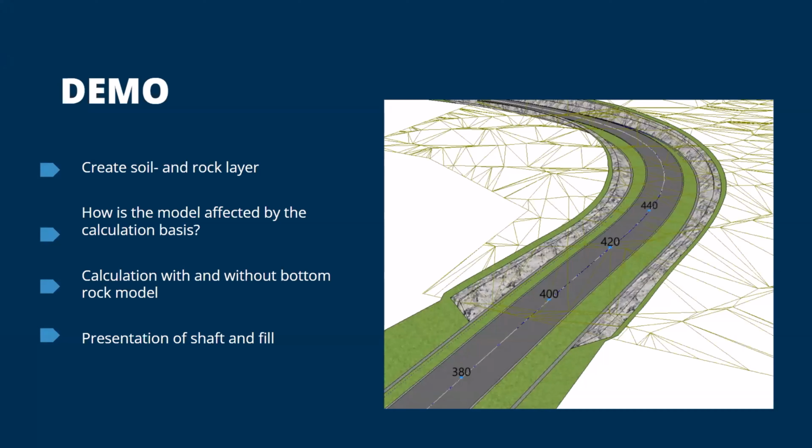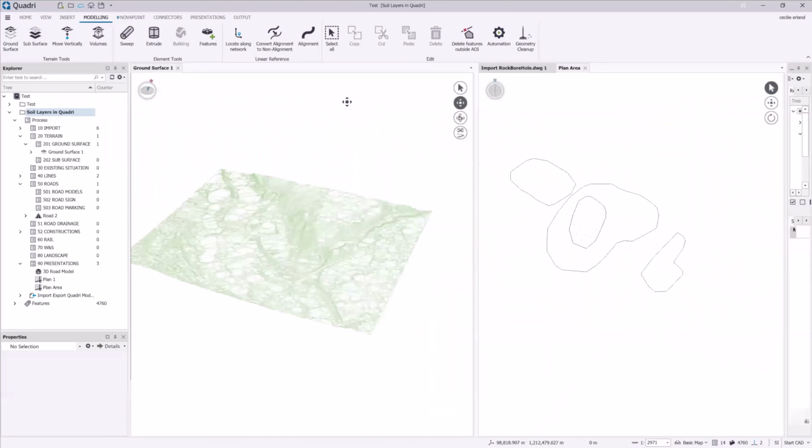So I'm going to switch over to Quadri now, where we're going to create some layers and see how this affects the calculation of a road model, and look at how we can see the volumes of the different materials as well. I hope you see Novapoint now. If not, please let me know.